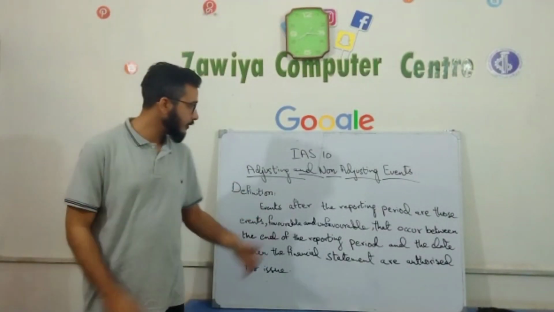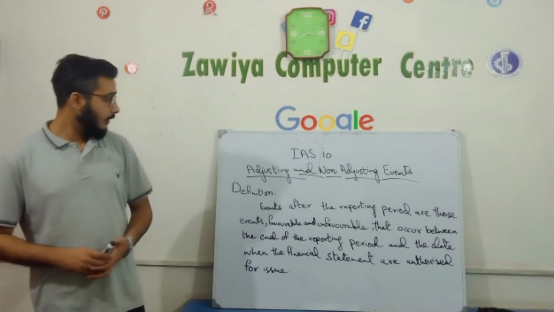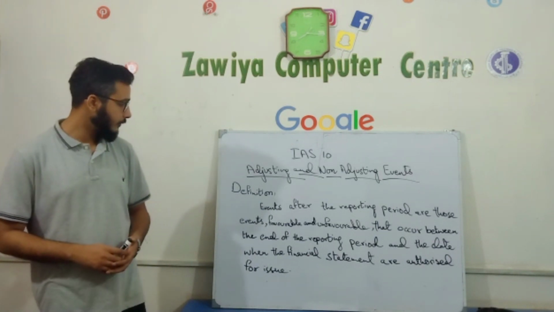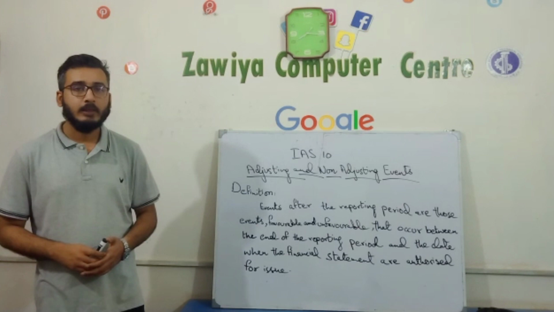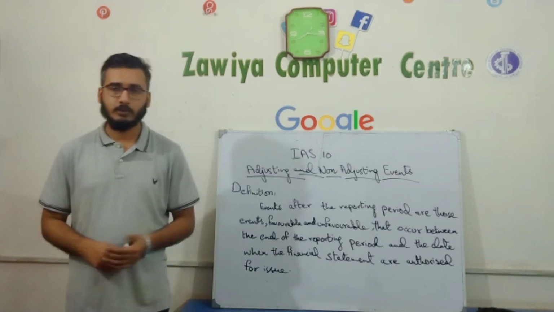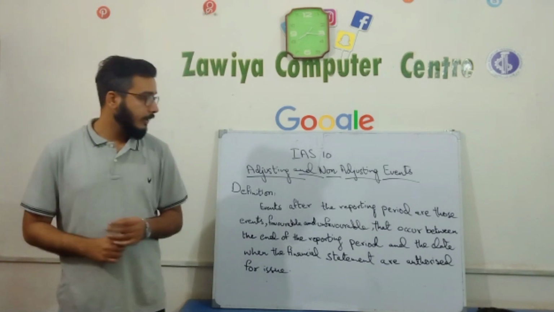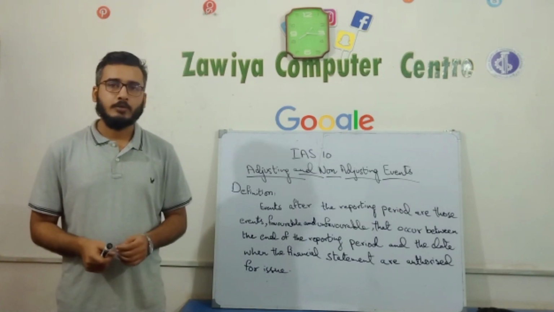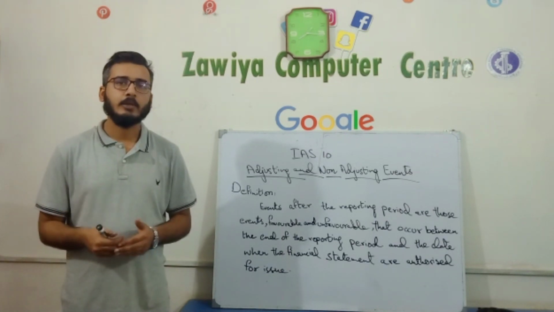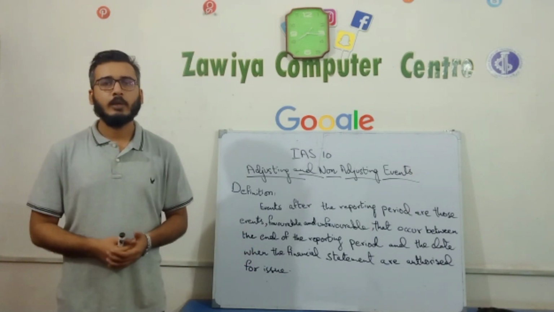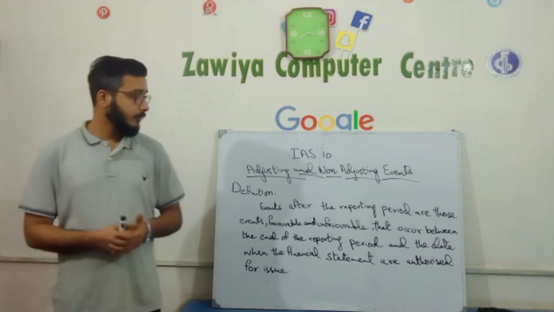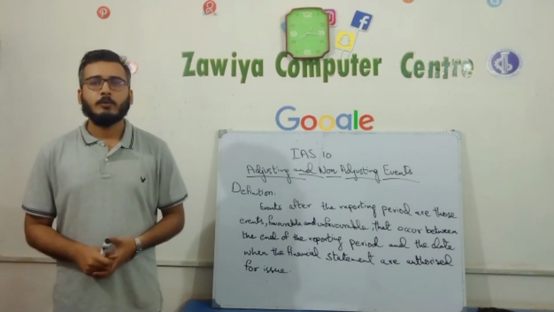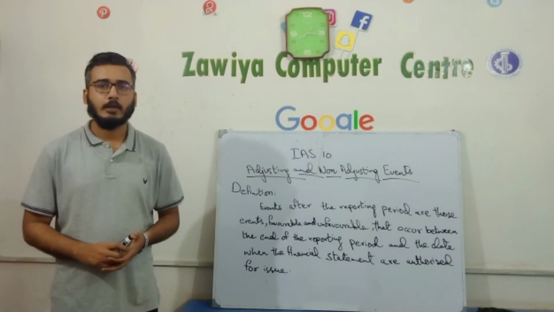Okay, so the definition of adjusting and non-adjusting events. Events after the reporting period are those events, favorable or unfavorable, that occur between the end of the reporting period and the date when the financial statements are authorized for issue. So this means that even if the year has ended and the financial statements are not yet issued, and we come to know that this event pertains to the period for which we are going to issue the financial report, we have to adjust, even if it is favorable or unfavorable for the company. So now let's move forward and see more treatments in this International Accounting Standard.